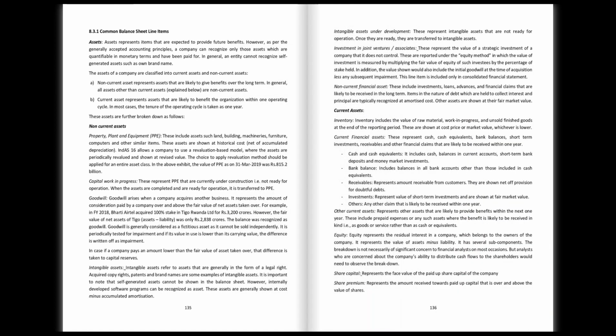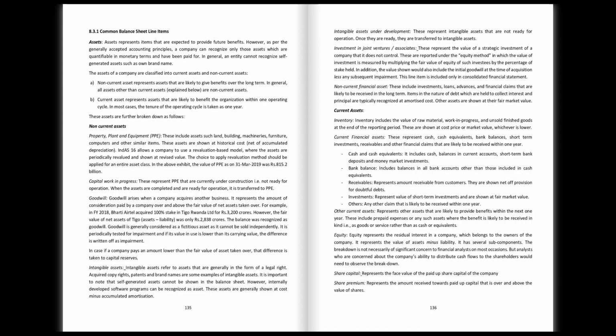Common balance sheet line items. Assets. Assets represent items that are expected to provide future benefits. However, as per the generally accepted accounting principles, a company can recognize only those assets which are quantifiable in monetary terms and have been paid for. In general, an entity cannot recognize self-generated assets such as its own brand name.